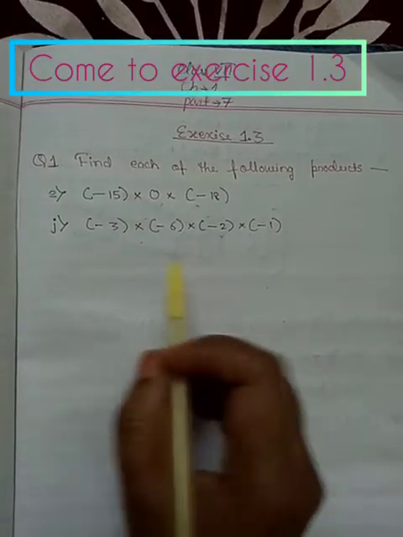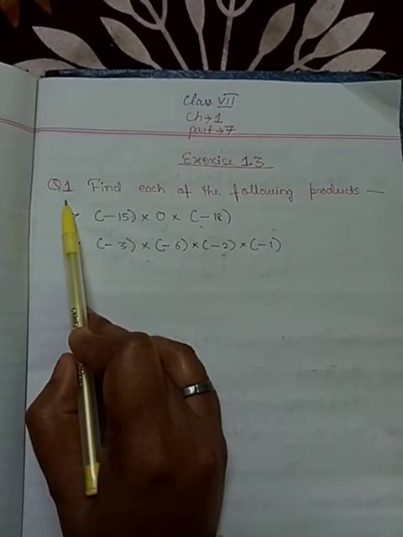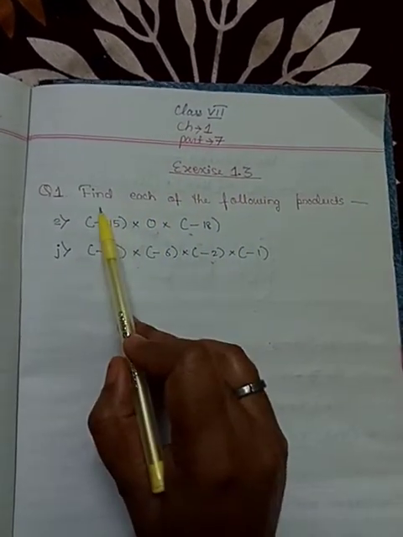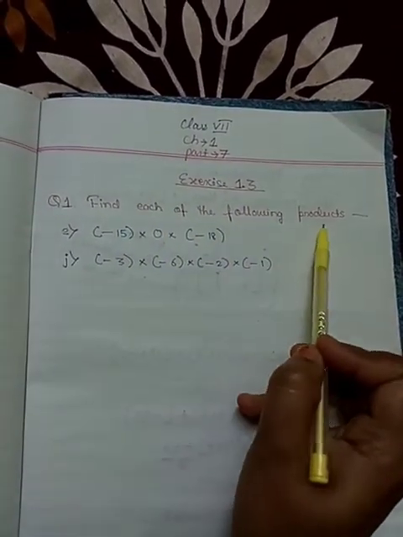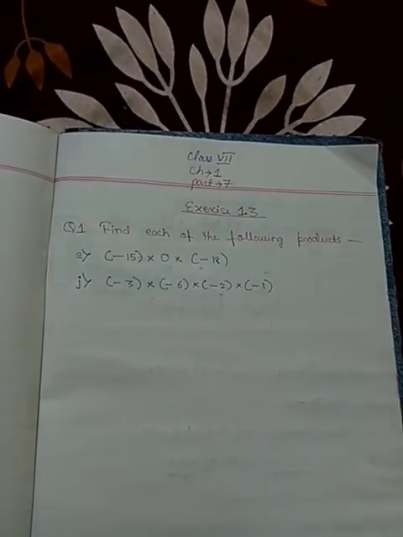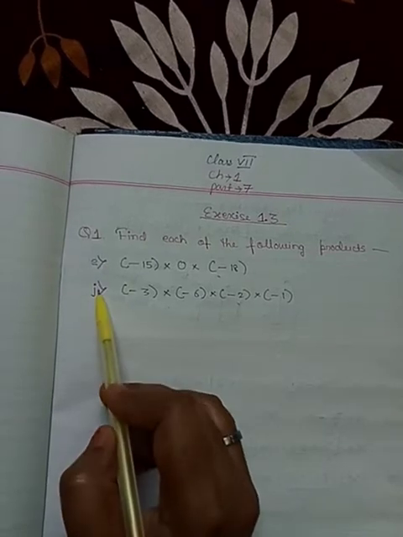So first of all, question number 1, exercise 1.3. Find each of the following product. Product means multiplication. We have to do multiplication here. You just see I have taken two questions, question number E and J.